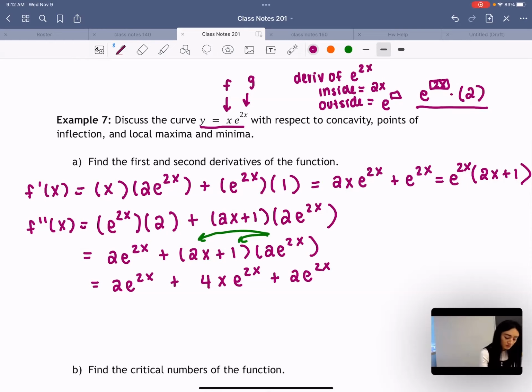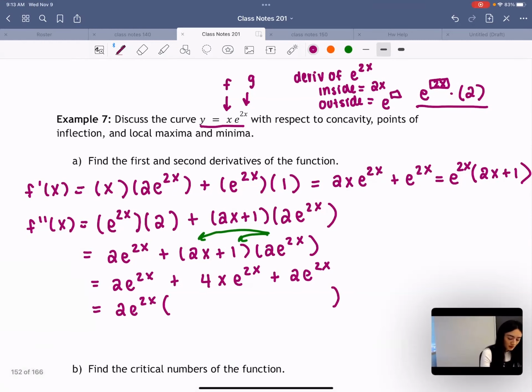Yeah, we could do that. Let's do that. 2e to the 2x, let's take that out. What are we left with on the inside? Yes, so, well, yeah, but let me do it step by step though.